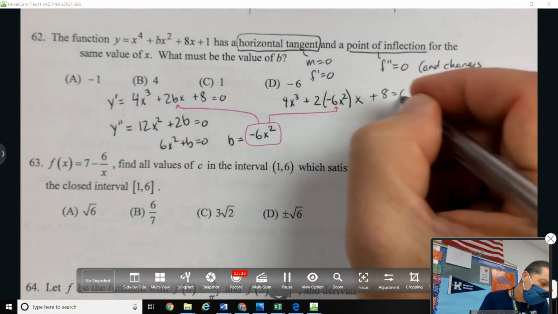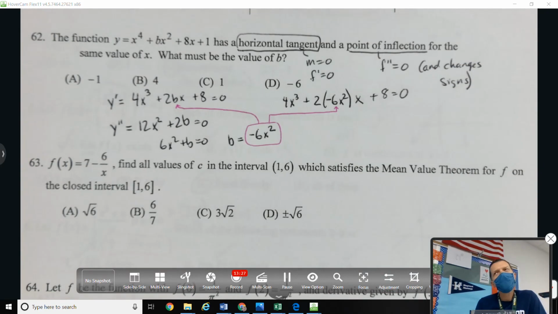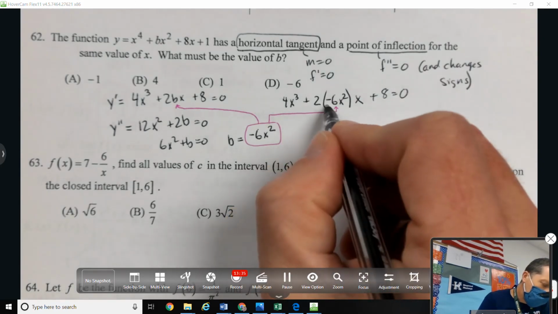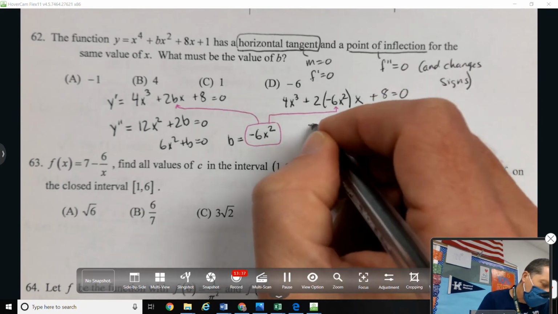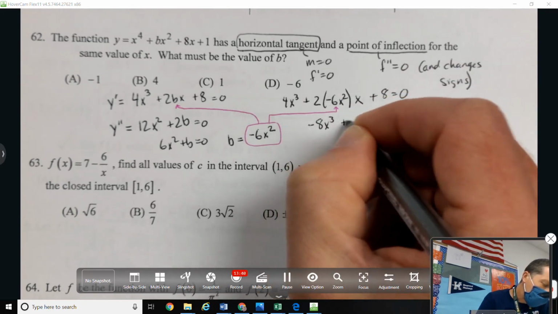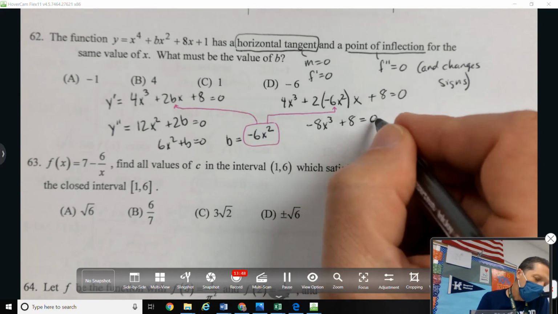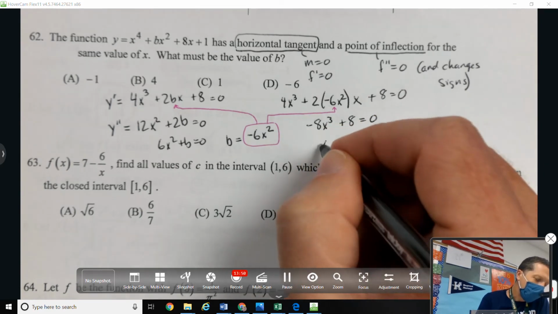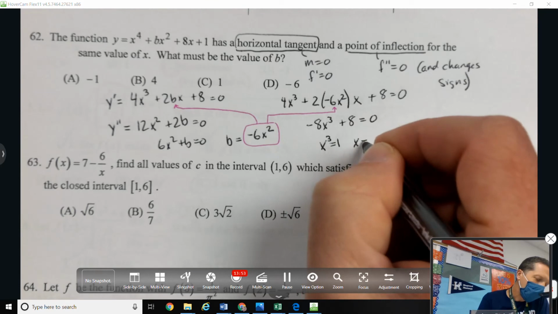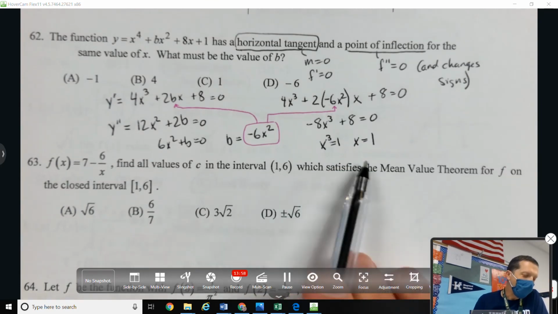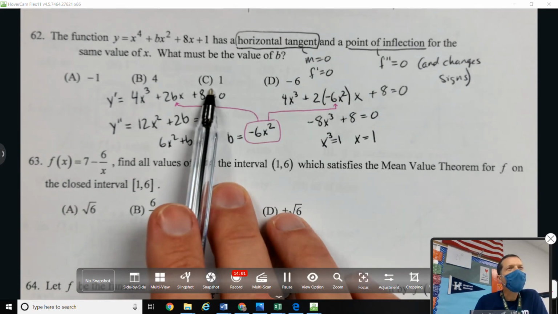plus 8 equals 0. Again, this is on the no calculator part, so the algebra should work out nicely. We'll see. 4x cubed minus 12x cubed would be negative 8x cubed plus 8 equals 0. Oh, I see what they did there. Move the 8 over, divide by 8. You get x cubed equals 1, so x equals 1. Be careful. Oh, x equals 1, it must be answer C.